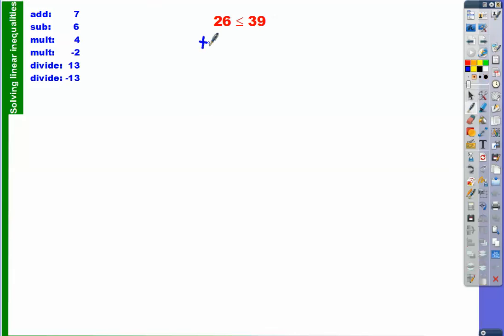7. So if we add 7, we get 33 is less than or equal to 46. Is that a true statement? It is. So we know that this is true. So we're going to try our next one.